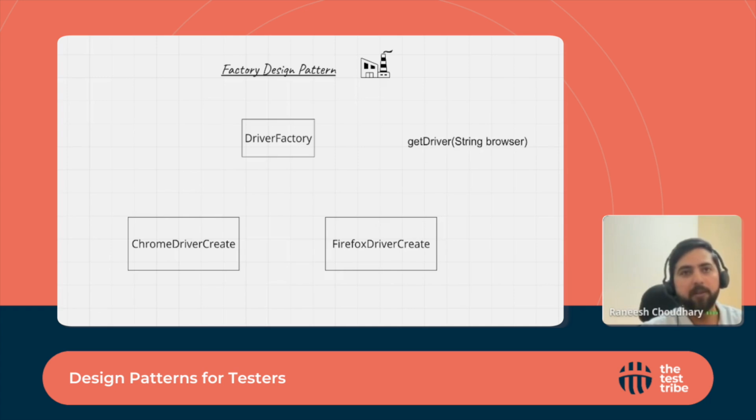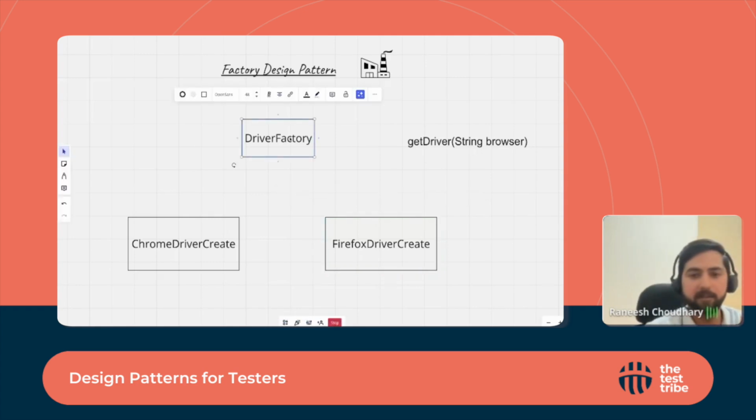So if you are doing your automations on different operating systems, then also you can create different factory classes, different platform classes, and based on the platform that you want to run your test case on, you instantiate that particular object using a common factory class.